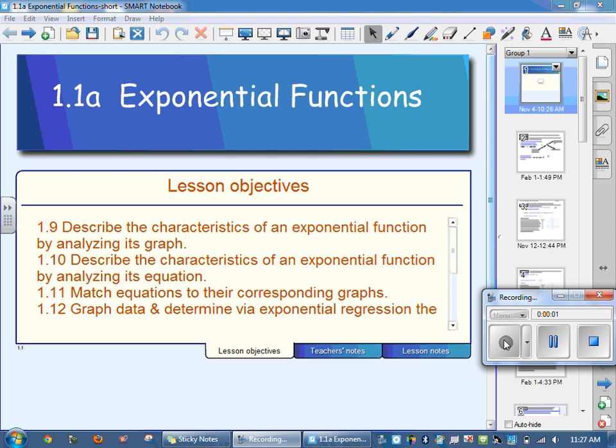1A is talking about exponential functions. We are going to start to analyze the graphs, find the characters of equations and graphs, and also be able to do regressions to find the actual regression equation for an exponential function.